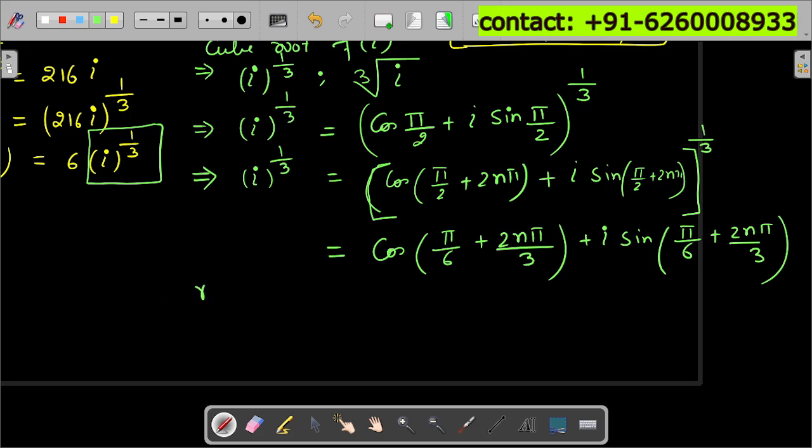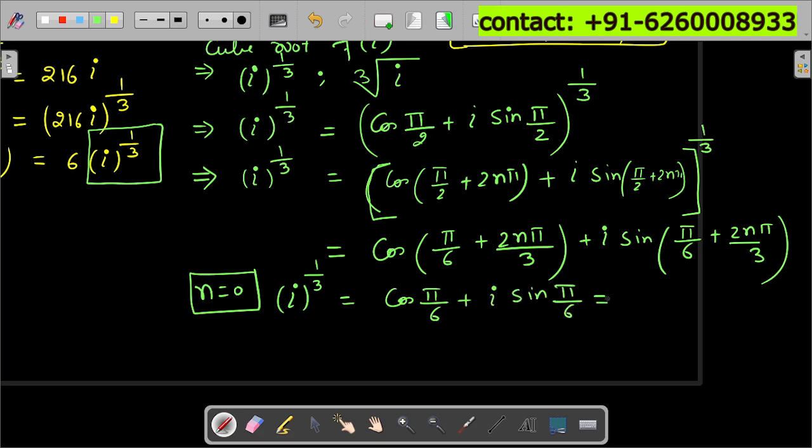So let us first put n = 0. When we put n = 0, we will get the cube root of i = cos π/6 + i sin π/6. This is the first cube root of i, and its value should be equal to √3/2 + i/2, right?